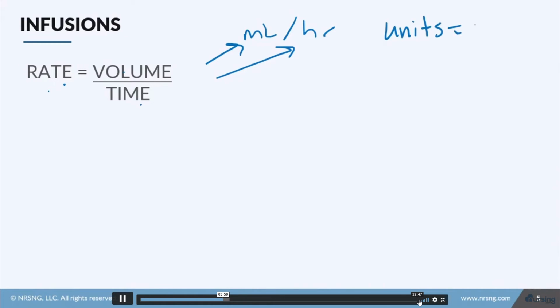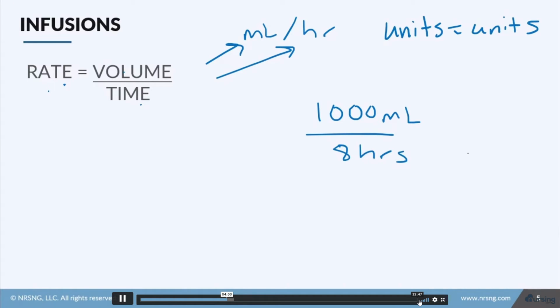So units equal units. So if I say we're giving 1,000 milliliters over 8 hours, what's the rate to set on the pump? Well, anytime you see set on the IV pump, we're talking milliliters per hour. So 1,000 milliliters over 8 hours is 125 milliliters per hour.